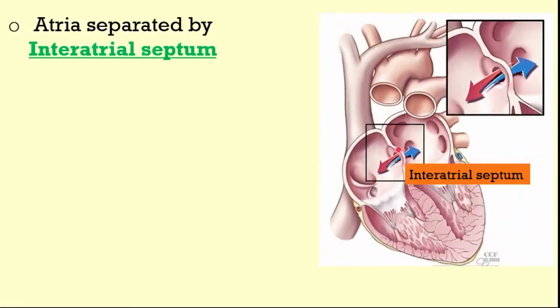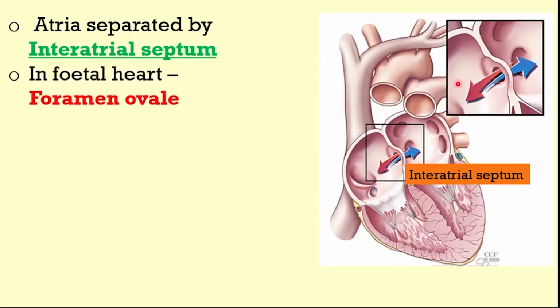The two atria are separated by thin interatrial septum. The thin partition present between the right and left atria is known as interatrial septum. In the fetal heart, the interatrial septum has a small pore known as foramen ovale. So, foramen ovale is a hole of fetal heart. While a fetus develops in the womb of the mother, a small opening exists between the right atrium and left atrium. This opening is called foramen ovale.